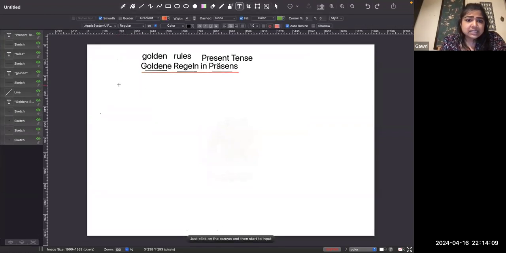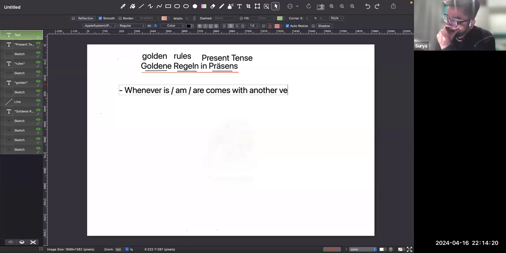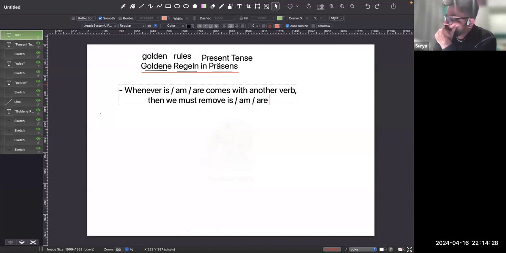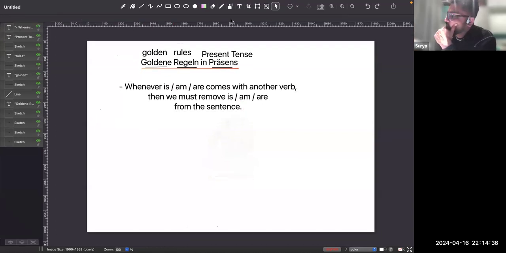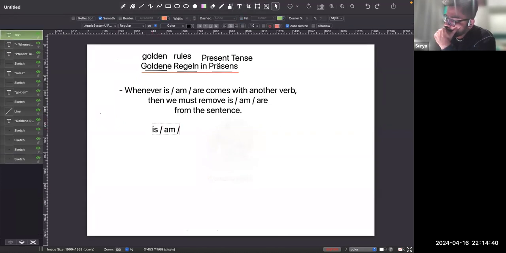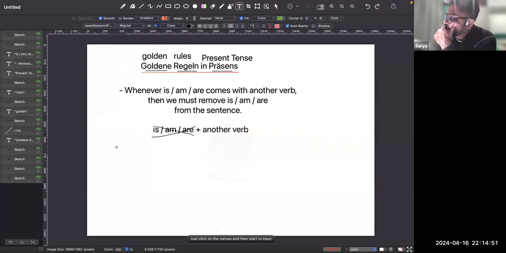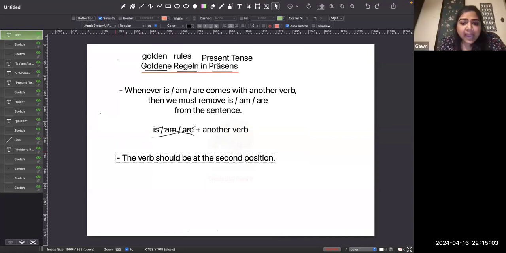There are 2 golden rules in present tense that we are going to write down. The first one is: whenever is, am, are comes with another verb, then we must remove is, am, are from the sentence. Rule number 2: the verb should be at the second position. No matter what, the verb should be at the second position.